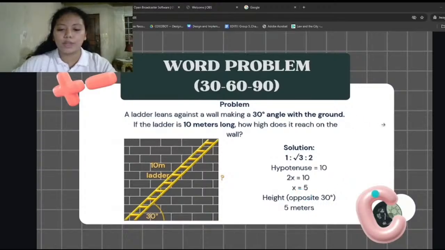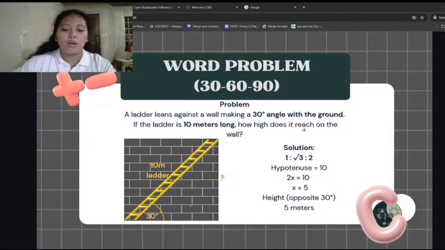Okay, as you can see for this picture, the ladder is leaning against the wall, so it makes a triangle shape. The ladder itself is the longest side, which is the hypotenuse of a 30, 60, 90 triangle. We know two things. The ladder is 10 meters long and it makes a 30-degree angle with the ground. Remember our rule, the hypotenuse is double the shortest side. So if the hypotenuse, which is the ladder, is 10 meters, we just need to split that in half.